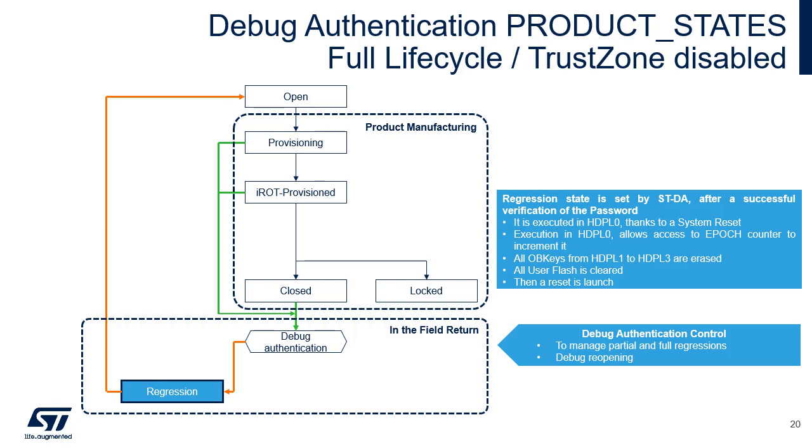When trust zone is disabled, the full regression is done to open state after successful verification of the password. The epoch NS counter is incremented. All option byte keys from HDPL1 to HDPL3 are erased, as well as the complete user flash.